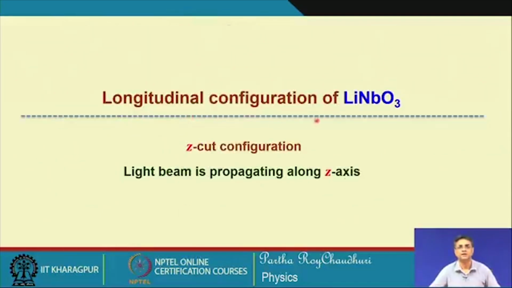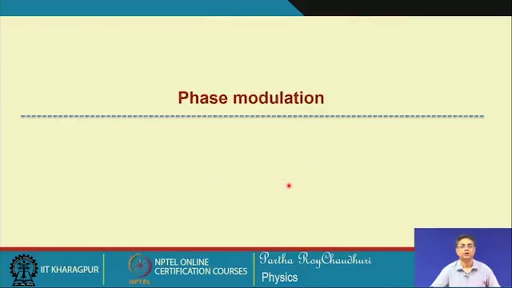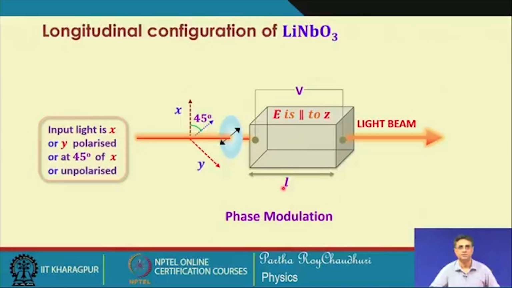So, let us consider that longitudinal configuration, which is the z cut configuration, where the light beam is now propagating along the z axis. First, let us see the phase modulation, and in the process we will see that amplitude modulation is not possible. Now, this is the configuration where you have the applied voltage along the length of the crystal, the applied voltage is V, the length is L.